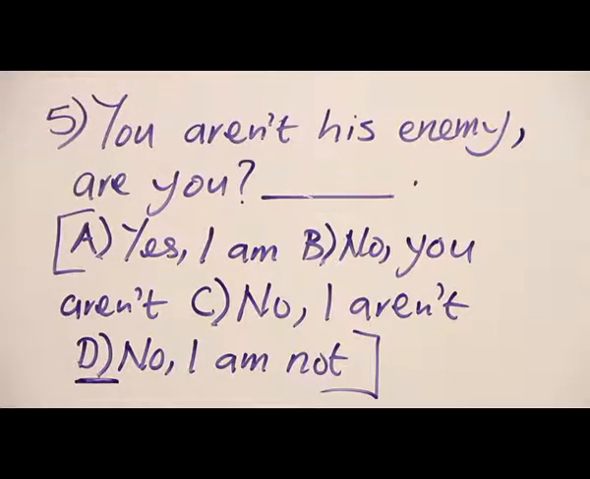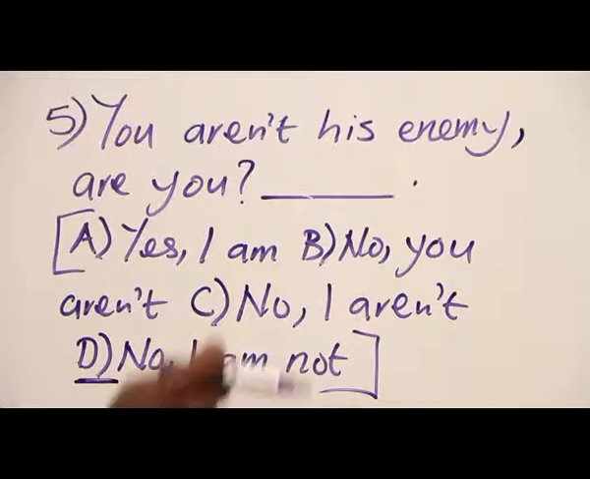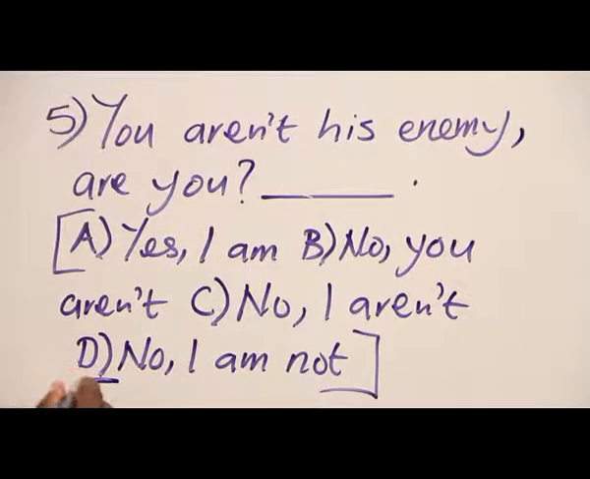However, you need to note something. In D, we do not use the contracted form of am and not, because there isn't one. So we wrote it in full. Okay? Now, we come to C. Some people sometimes write it as C, no, I aren't. That is acceptable, but only informally. That is a non-standard usage. So in an exam situation, of course, D is your answer because it's the standard form. Now, D, again, is the answer to question number 5.